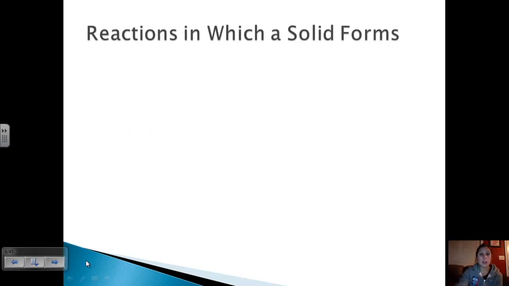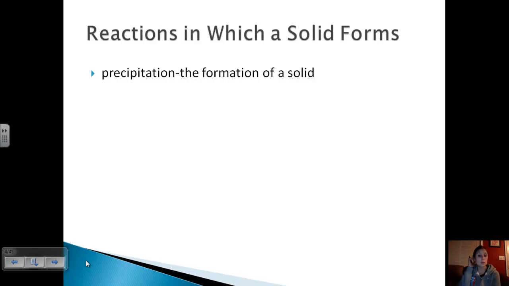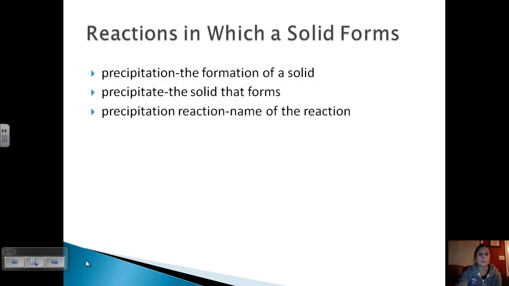Okay, so today we're going to talk about reactions in which a solid forms. Those are precipitation reactions. So precipitation is the formation of a solid. Now, you usually think about precipitation like with weather, like snow or rain or whatever, but in chemistry, it's just formation of a solid. So the precipitate is the solid that forms. So you take 2 liquids, you put them together, and you form a solid. And we will do this as a lab later on in this unit.